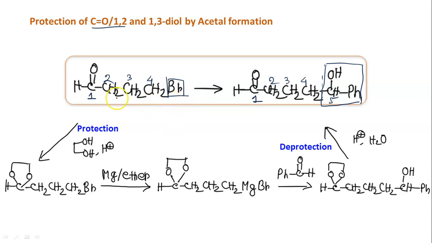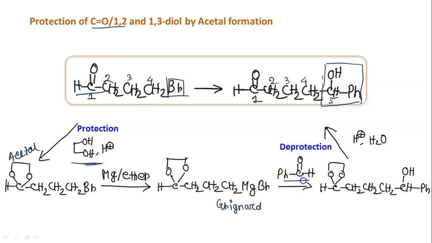Okay. So because here aldehyde group is also present. So to prevent that, what we have to do, we have to protect. So here we are using 1,2-diol in presence of acid. This is our acetal. And now we are making Grignard. This is Grignard reagent.